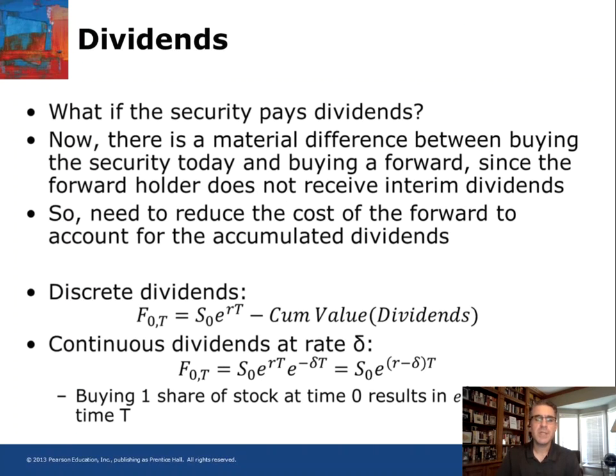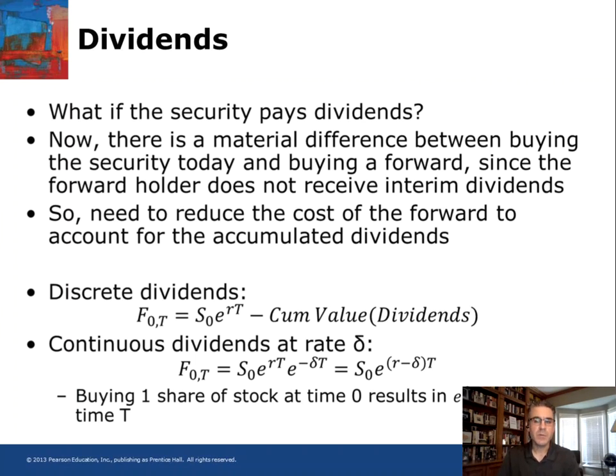What if our underlying security pays dividends? In this case, it does make a difference whether you buy the security today or enter into a forward contract, because you may lose out on some dividends during the time period if you choose to buy the forward instead. In our example, the $1,020 would be an unfair price. You should expect to be compensated for those lost dividends. Thus, the forward ought to be cheaper than if there were no dividends.